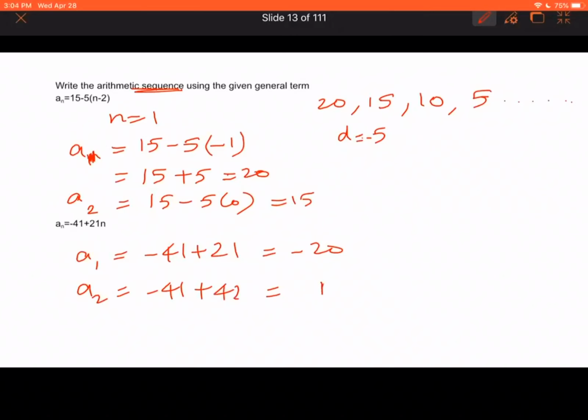Okay, so minus 20 is the first term and 1 is the second term. So that means what is the difference? Right? So the next term is going to be 22 and the next term is going to be 43 and so on. Okay, so by knowing the formula, we are able to solve all these problems.